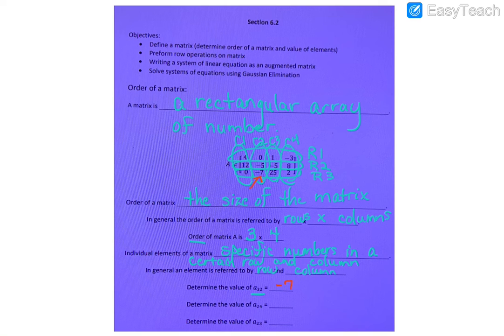On the next example, they are asking me to determine the value of a 2, 4. So now I'm talking about the element that is going to be in row 2, column number 4. If I look at row 2 and column number 4, now I'm looking at the 8. And finally, the last one, I'm trying to determine the value of a 2, 3. So I'm trying to look at what element is in row 2, column 3. If I'm looking at row 2 and column 3, that is the -5.